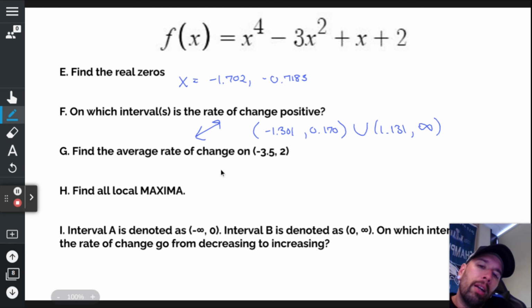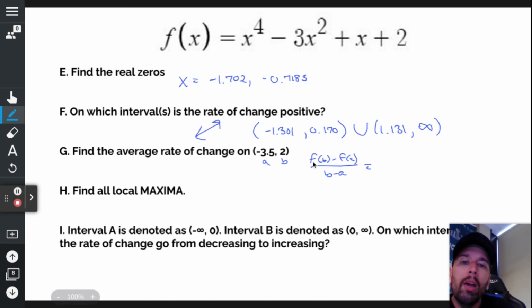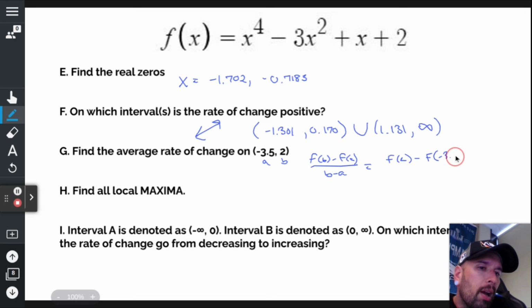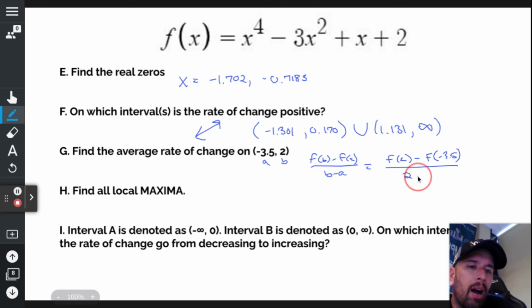Now, the average rate of change is going to be found by using the formula f of b minus f of a over b minus a. So what I'm going to do is I'm going to use a table to find f of b, which is going to be f of 2. That's going to give me a number, minus f of a, which is negative 3.5. And then I'm going to plug in all of those values and find out what I get.